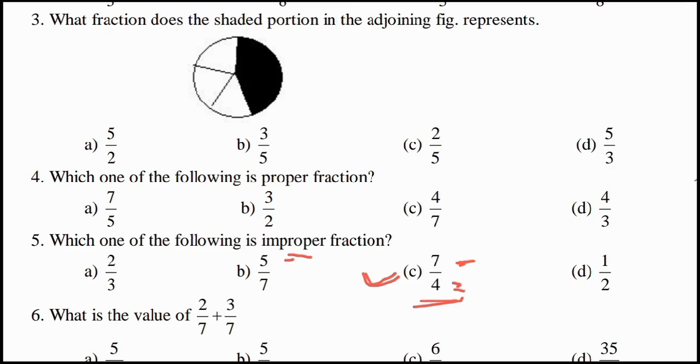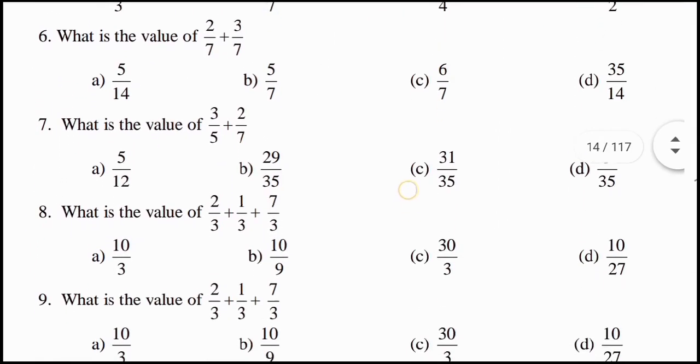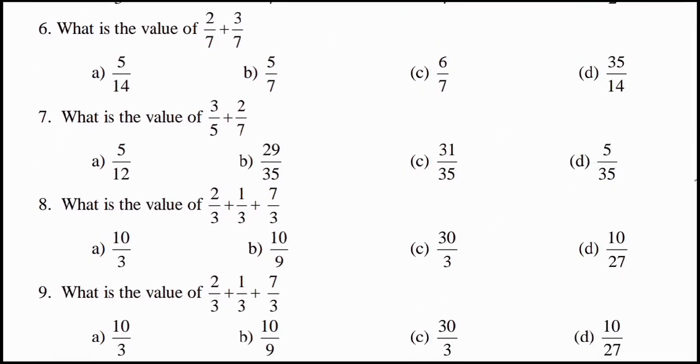Question number 6. What is the value of 2 upon 7 plus 3 upon 7? Now we check the options. Now we have the same denominator in both, so directly we do the addition of the numerator part. 2 plus 3 is equal to 5. So the answer is 5 upon 7 and it is B.